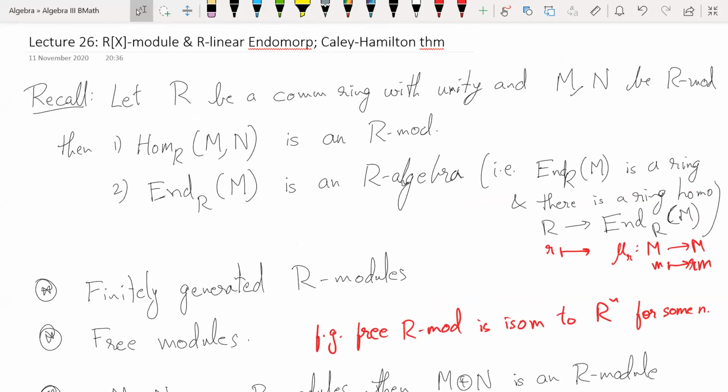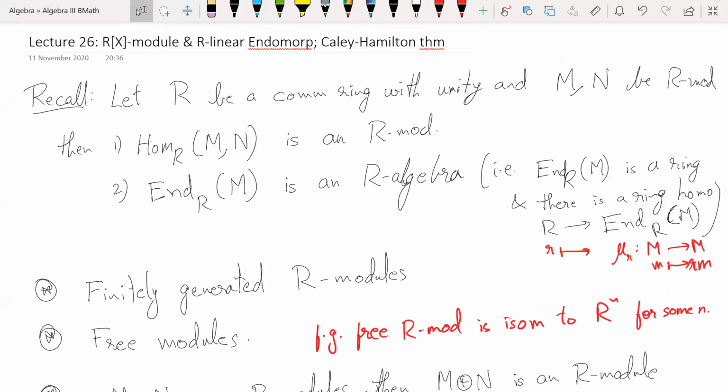Excuse me, sir. Over here in this ring homomorphism, can we comment anything about its injectivity or surjectivity based on the nature of M and R, of course, R and M together? So it may not be injective and may not be surjective. It depends upon M.